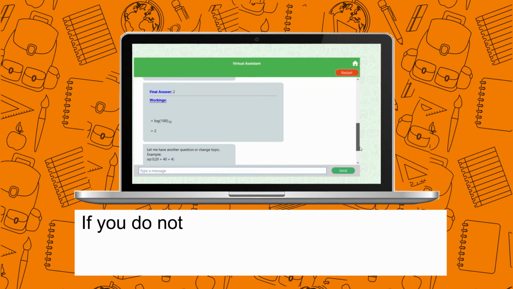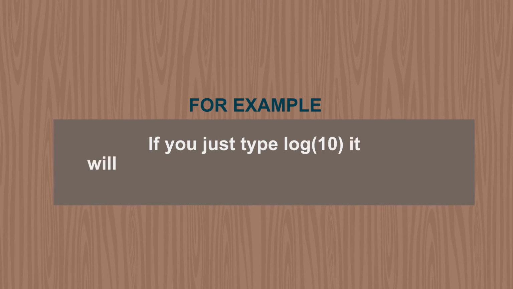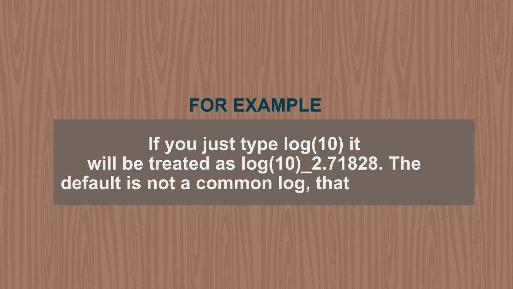If you do not specify the base, the MathBot assumes a natural log, which is base 2.71828. For example, if you just type log open bracket 10 close bracket, it will be treated as log open bracket 10 close bracket underscore 2.71828. The default is not a common log, that is base 10.